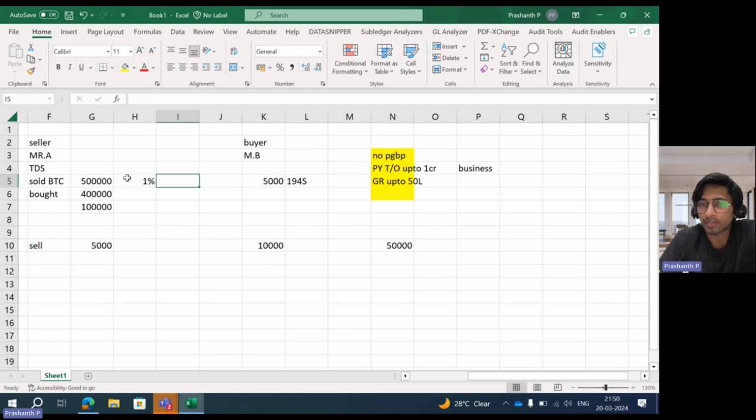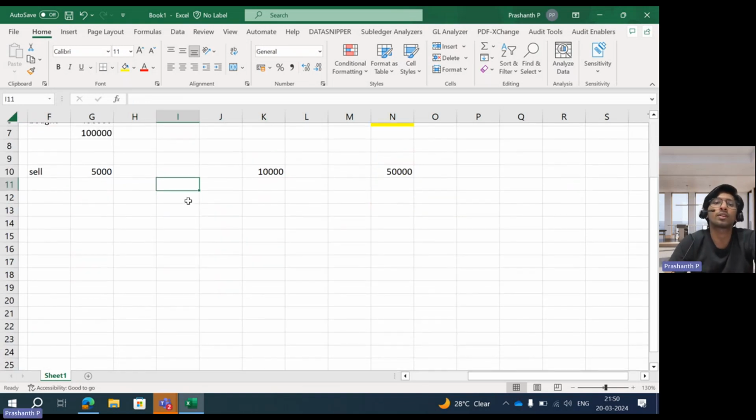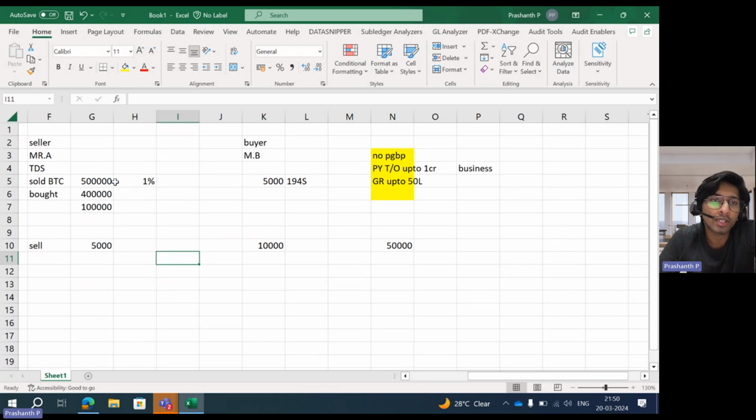Okay, fine. Now let's go into more detail on the topic. This is going to be interesting. And TDS will be deducted on the consideration, on the sale value, not on the profit value.